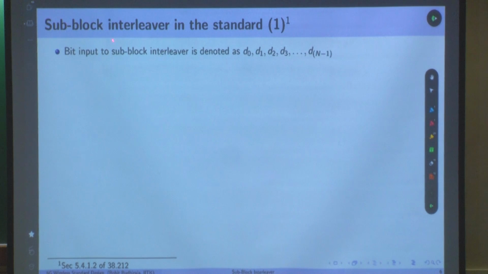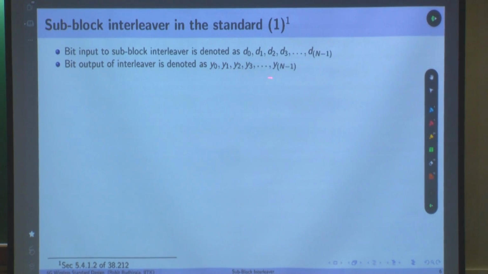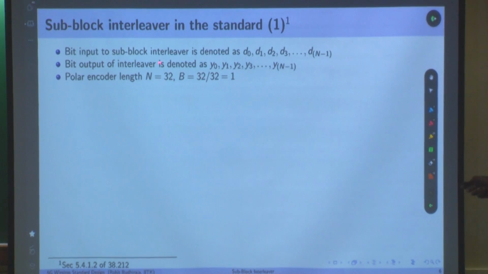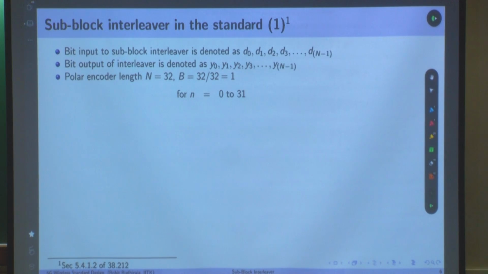The bit interleaver is the sub-block interleaver. This is the output of the polar encoder, so it becomes the input to the sub-block interleaver. The output of the interleaver is denoted as y. I just showed you: D is the input, y is the output, and the length remains the same. Just for example, if N is 32, the polar encoder length is 32, then B will be 1. That's how it is given in the standard. You see this index running from 0 to 31 because you have to interleave 32 bits.